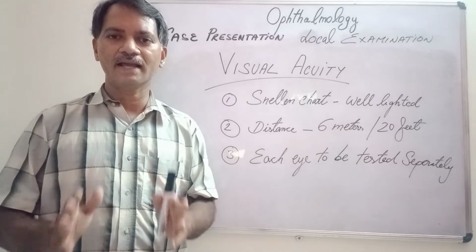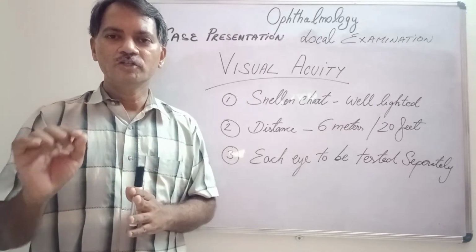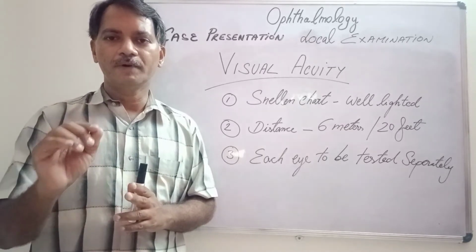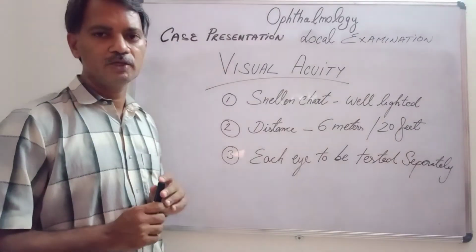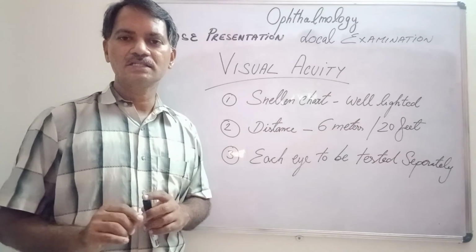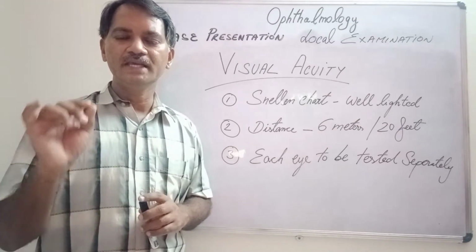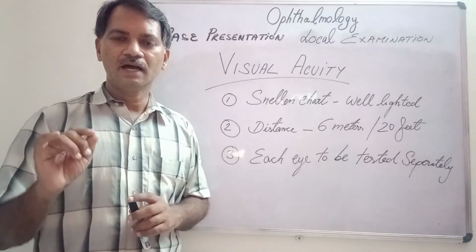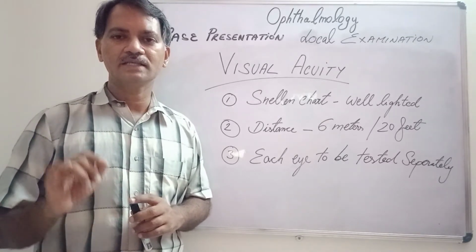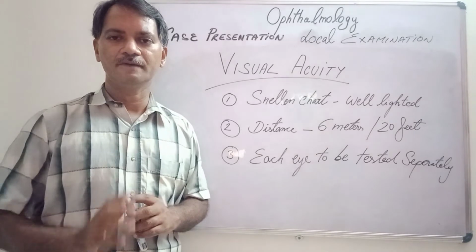When the eyes are relaxed, the visual acuity can be recorded properly. The third most important thing in testing the visual acuity is we should test the visual acuity of each eye of the patient separately. The first eye to be tested is the right eye. The second eye to be tested is the left eye.